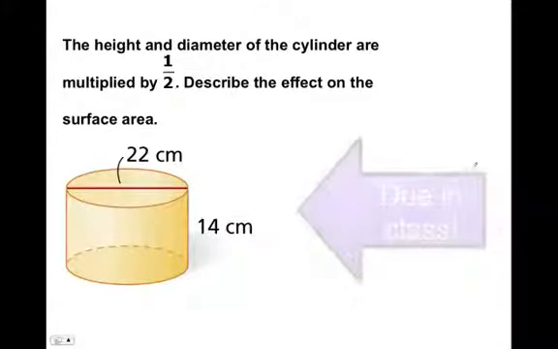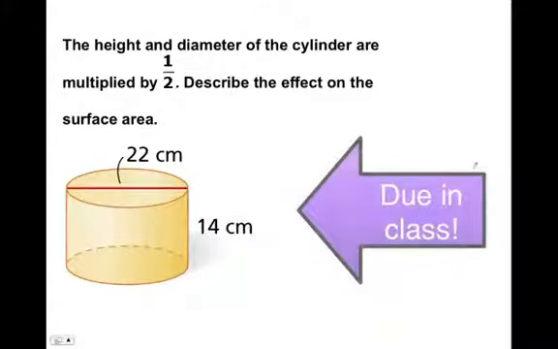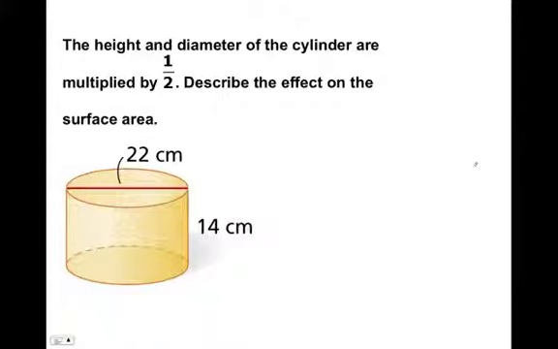This one you're going to do for class. Same idea. The height and diameter of the cylinder are multiplied by 1/2. They want us to describe the effect on the surface area. So all I want to know is how the surface area changes by using your scale factors. I don't want to know the new surface area, I just want to know the effect. Have this ready for class on Monday and Tuesday.